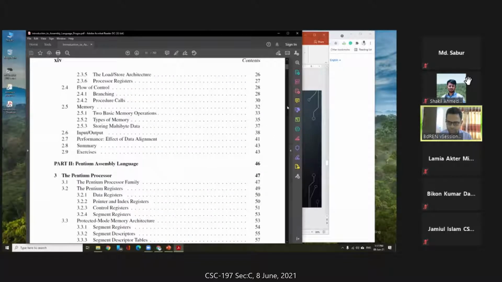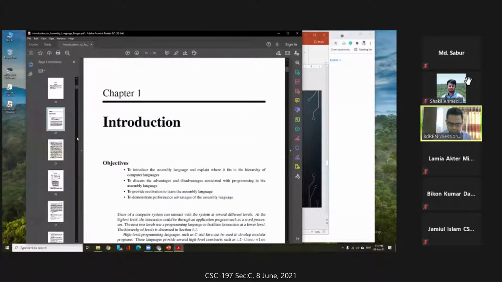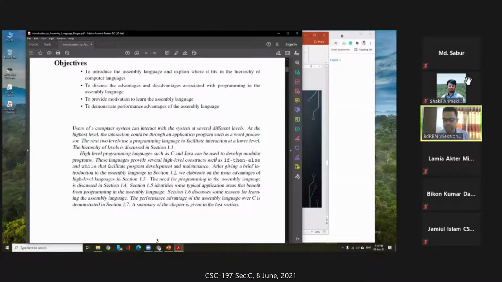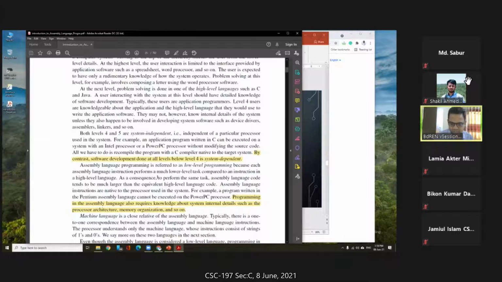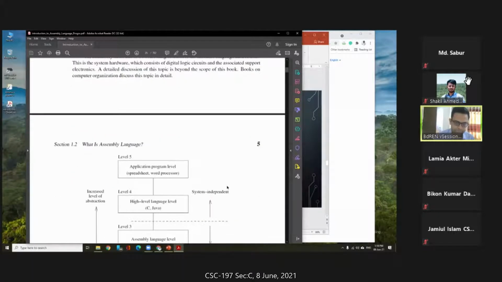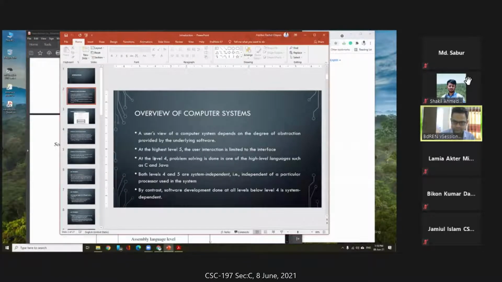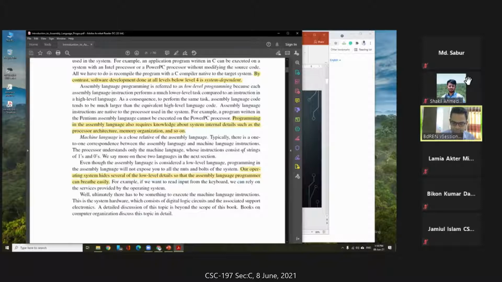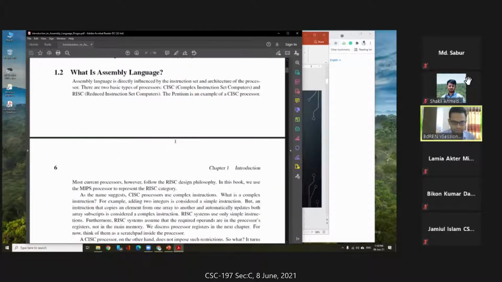We should go to page number 1. In your version of the book, whichever I have uploaded, you can see there are some marks. I have some marks just to show where I got the information from. I think it will be helpful if you follow the marks as well. Some of the marks show you the specific definition, whatever we are going to discuss. So this is our chapter 1.